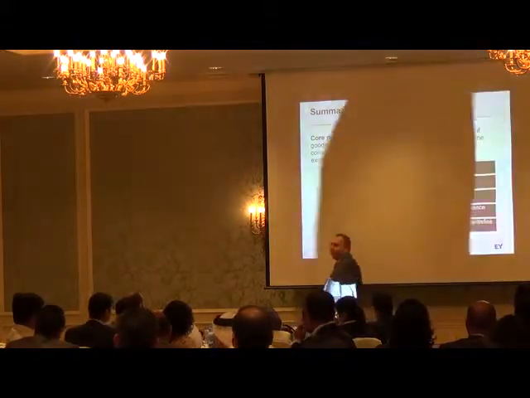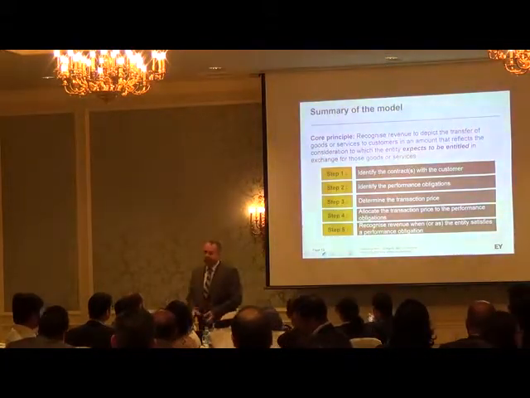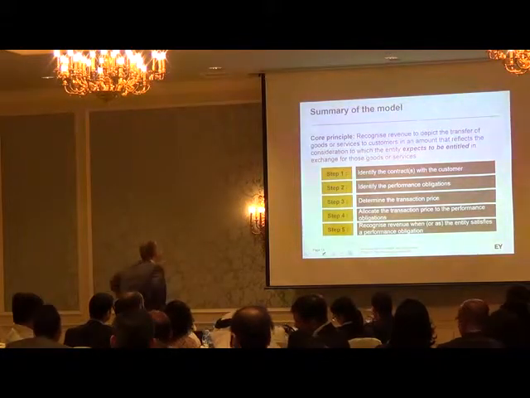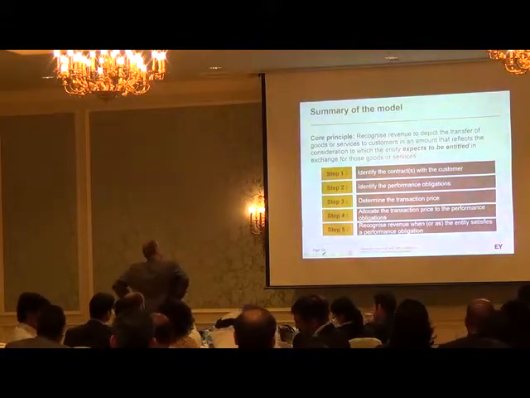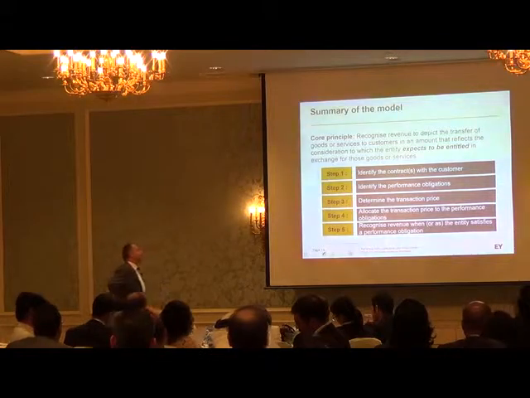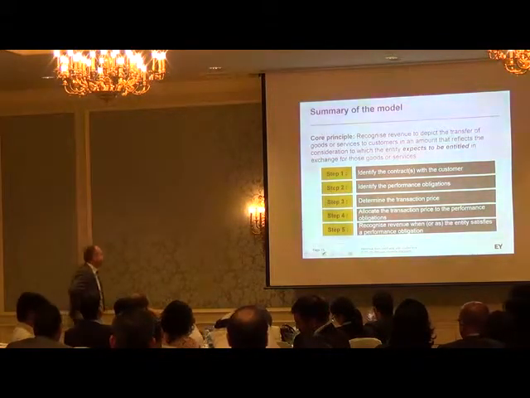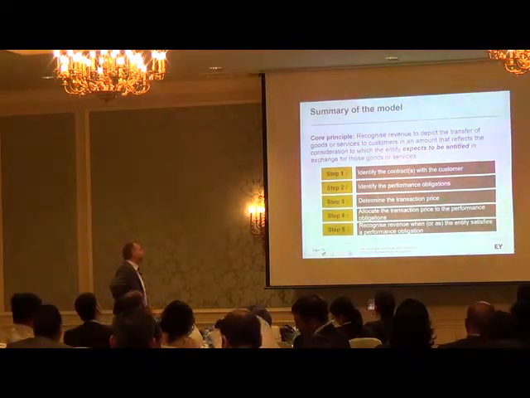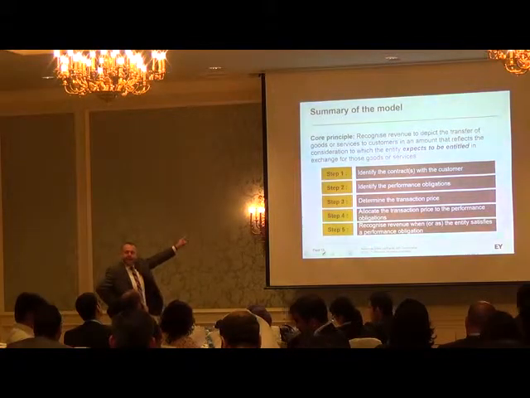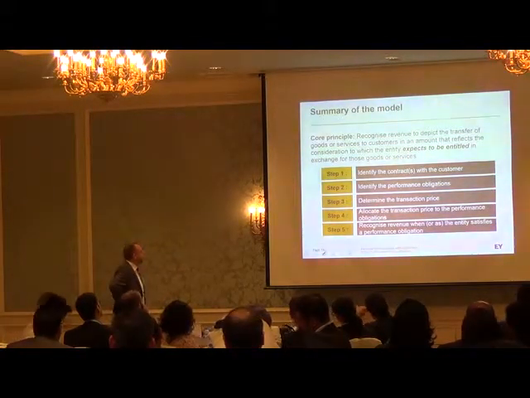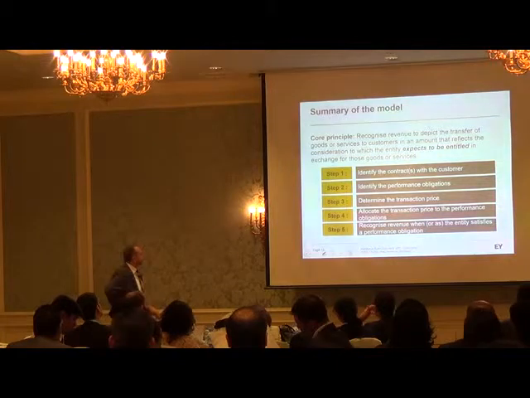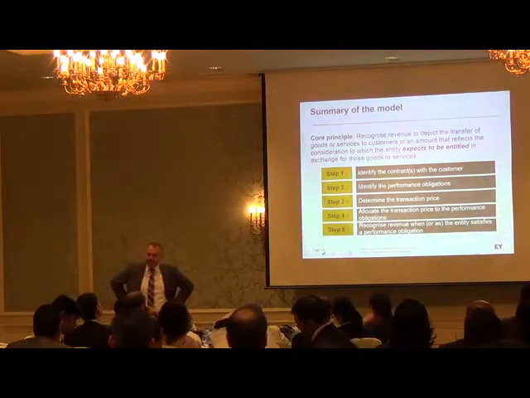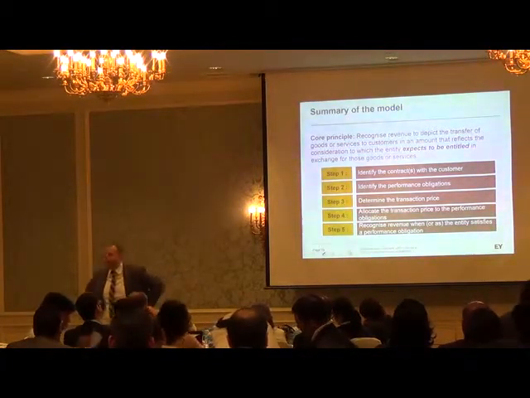That's the summary of the model. The summary of the model is telling us to recognize revenue to depict the transfer of the goods or services to the customer in an amount that reflects the consideration to which the entity, you see again it's bold, expects to be entitled in exchange for those goods or services. So that's the rule I already told you.